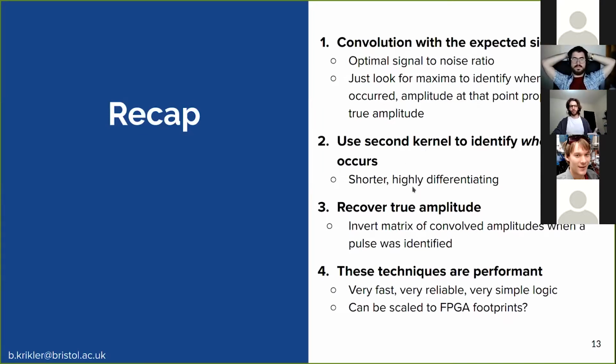This kernel has to be much shorter, much more highly differentiating compared to the other filter. We can now recover the true amplitude by doing an unfolding step where we invert the matrix of the convolved amplitudes. And then this whole process is extremely fast. There are very few steps involved, which makes it very simple. It's simple enough that I think in practice you can put this in an FPGA and do it reliably. And I think some experiments do this sort of thing without the pulse finding piece.